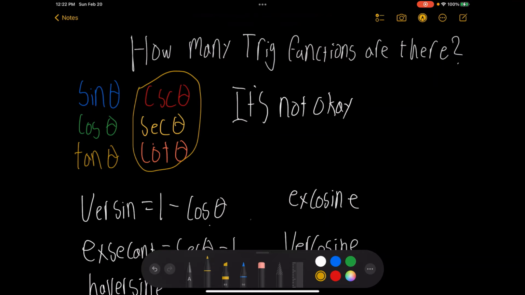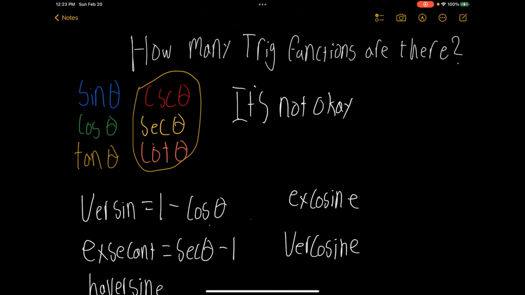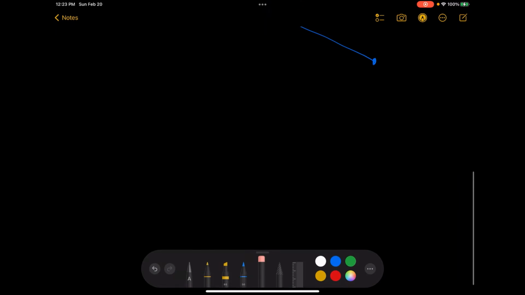This is why you will not hear me using a sine inverse of theta, because this is kind of confusing given these functions. These functions are what I like to call the reciprocal trig functions, essentially. So let me go down here and start out here.